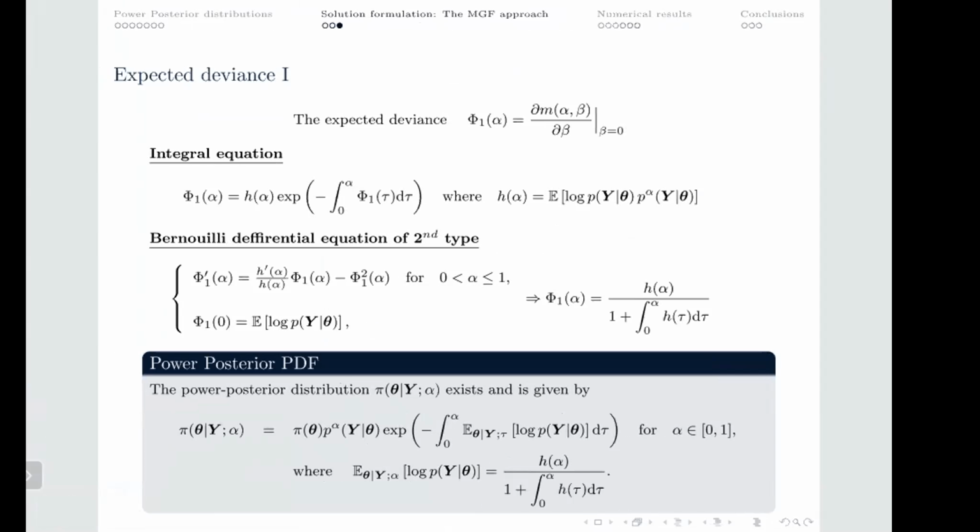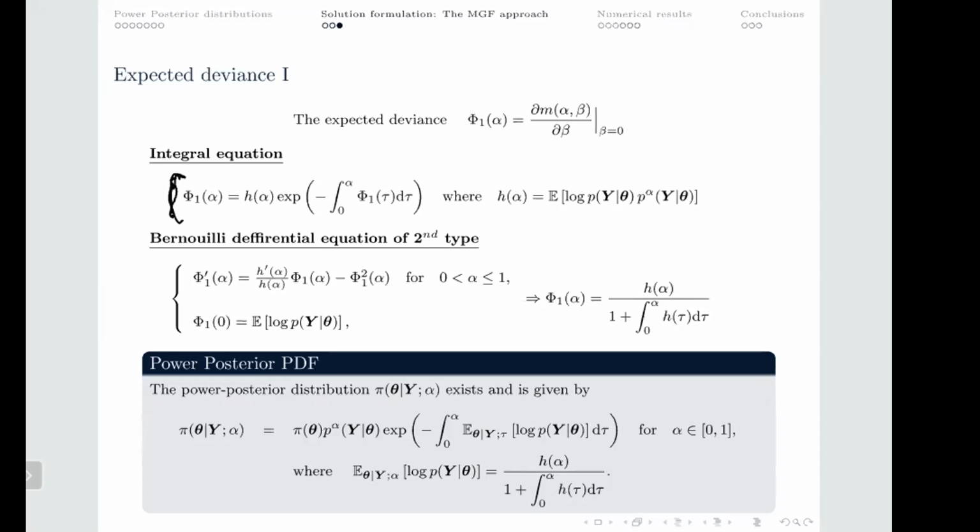Now let's extract the first order moment from the moment generating function. We know that it is the derivative of the moment generating function at beta equals 0. That is well known, a property of the moment generating function. By doing so, we end up with this integral equation. If you are very good at solving integral equations numerically, you can just stop here and this is fine.